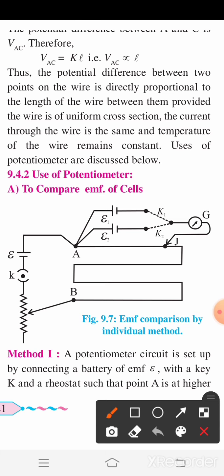In the first method, the individual cell method, we use the cells whose EMF is to be compared individually.